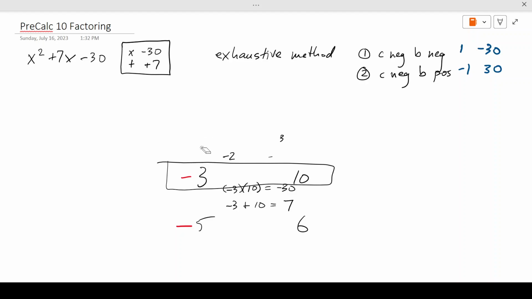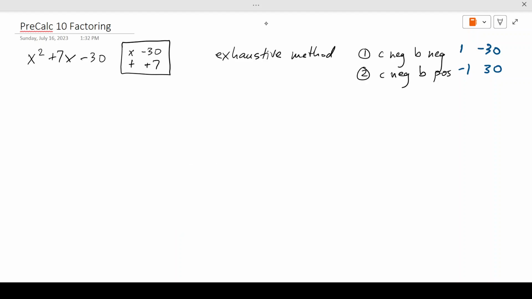Well, what other possibilities are there? We could have a positive c. That will be our next one. C is positive and b is negative. And the last case is we could have a positive c and a positive b, right? Those are all the options. Negative, negative, negative, positive, positive, negative, positive, positive.